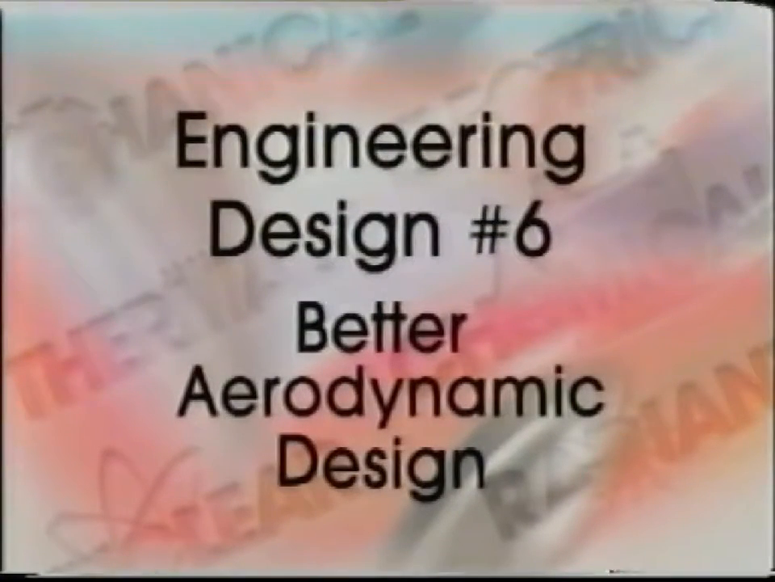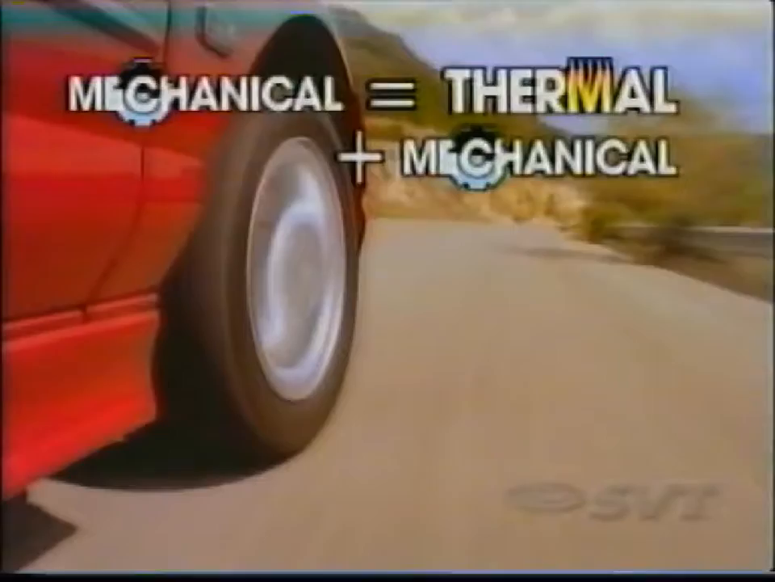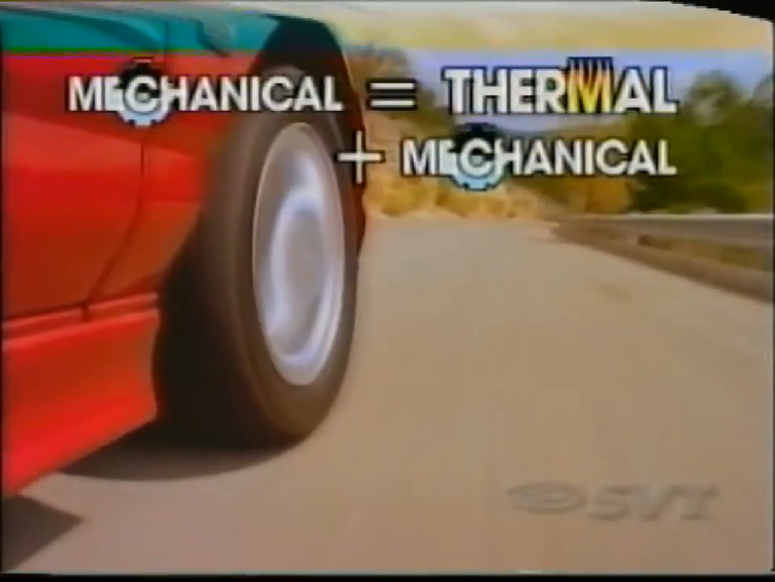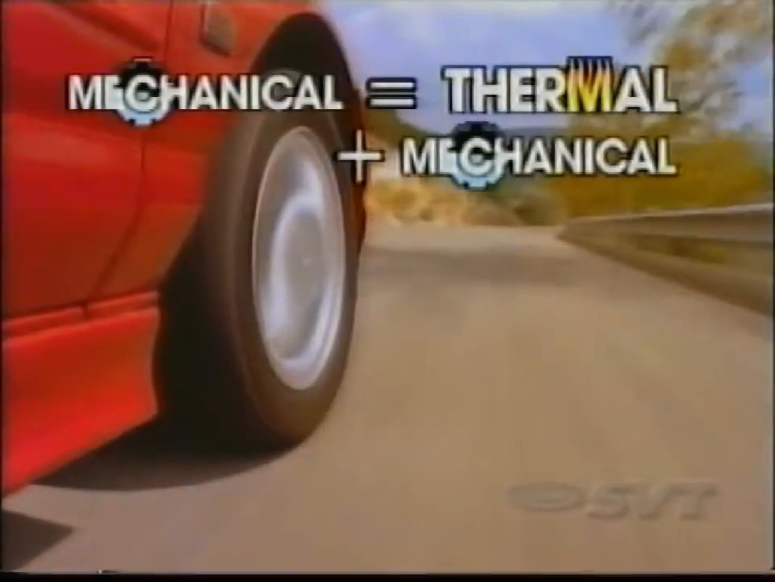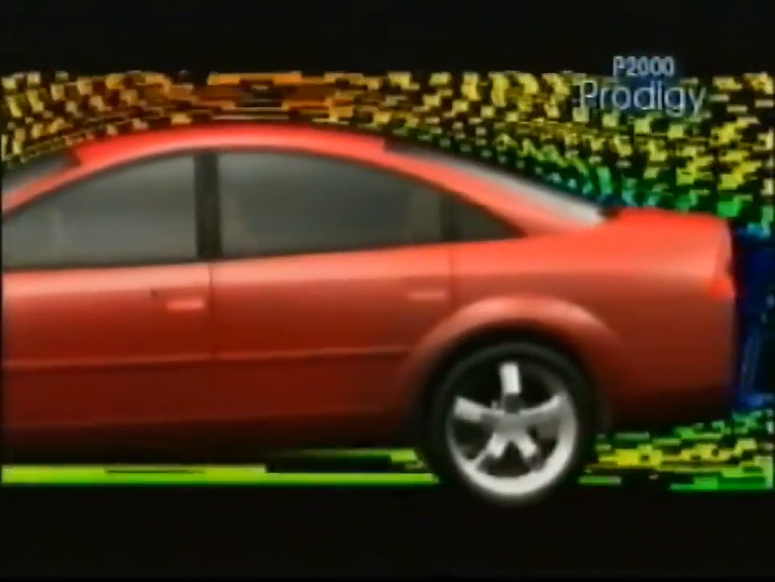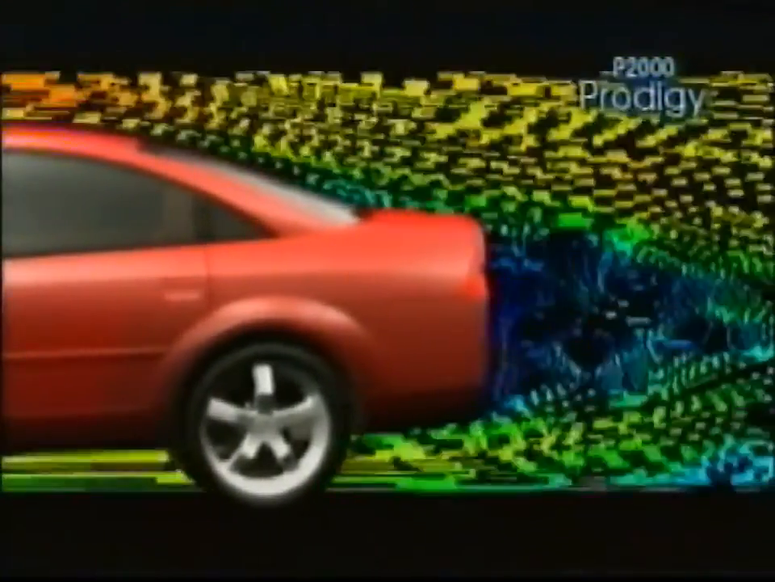Engineering design number 6. Better aerodynamic design. Of the 15 units of mechanical energy possessed by the wheels of today's car, 11 units are transferred into thermal energy as a result of tire friction with the road and air resistance. Prodigy's better aerodynamic design reduces air resistance and the mechanical transfer of energy into heat. This results in higher fuel economy.